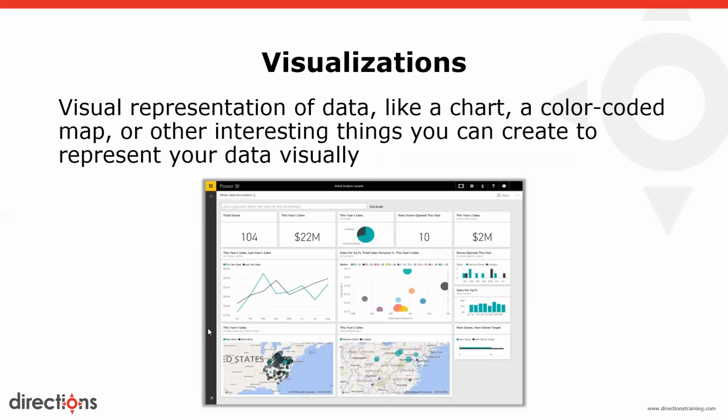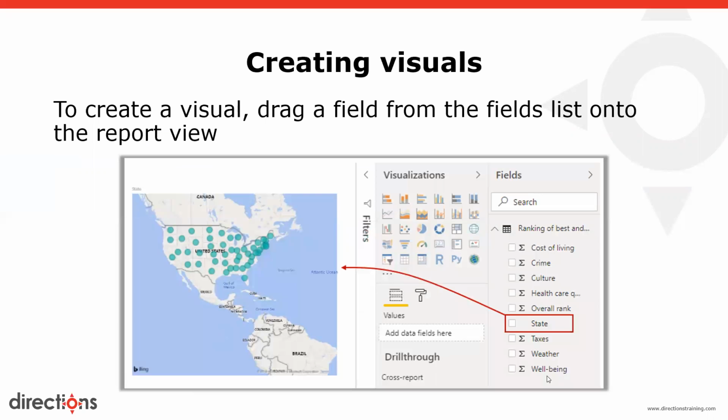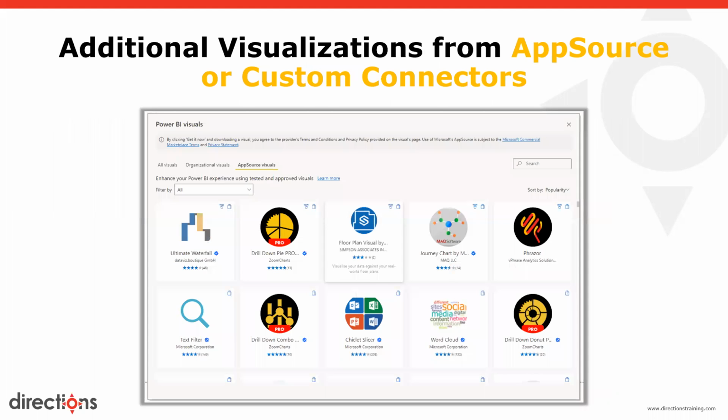Okay, in my report, I'm going to create visualizations. All I have to do is, in this instance, drag a column. Here is the state column onto the canvas, and my visualization is created. I may not like the way it looks. There are lots of visualizations that come out of the box, so to speak.